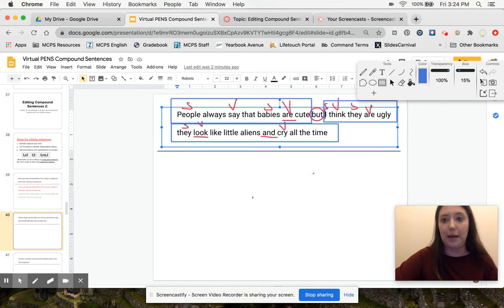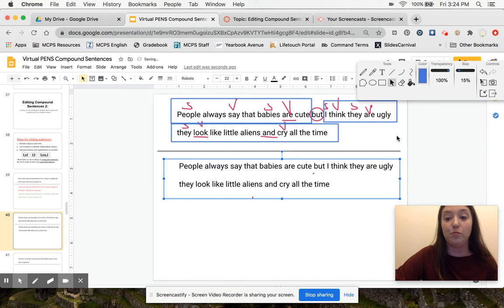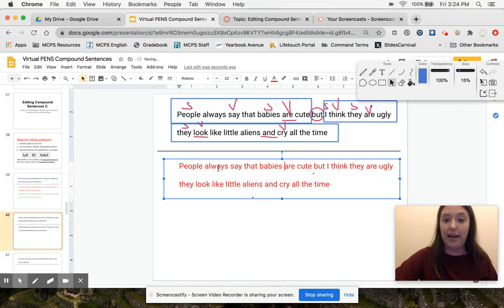So how are we going to separate these into multiple sentences? And again, there's more than one way to do this correctly, but since we're really focused on compound sentences this time, we want to make sure we're going to create a compound sentence. So people always say that babies are cute, but if we're going to keep this but here, we know there has to be a comma. We have to insert that comma before our coordinating conjunction. I think they are ugly. That's where the second independent clause ends. So we're going to put a period there.